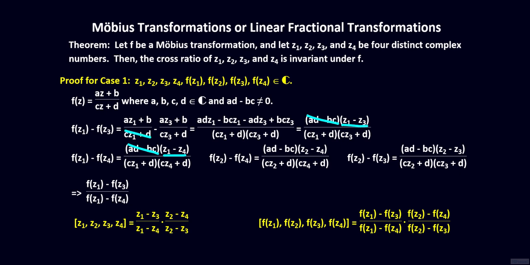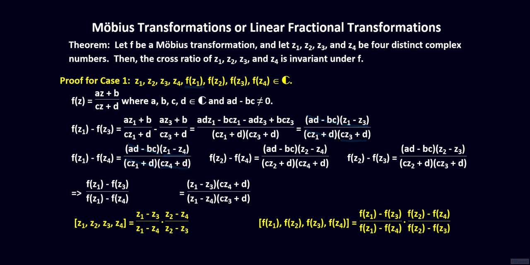c times z sub 1 plus d is non-zero since f of z sub 1 is finite, so c times z sub 1 plus d also cancels out. c times z sub 3 plus d should end up in the denominator. c times z sub 4 plus d should end up in the numerator. Therefore, f of z sub 1 minus f of z sub 3 divided by f of z sub 1 minus f of z sub 4 equals this expression.